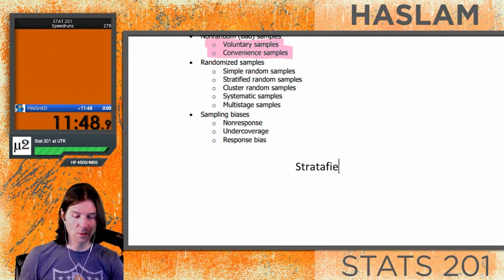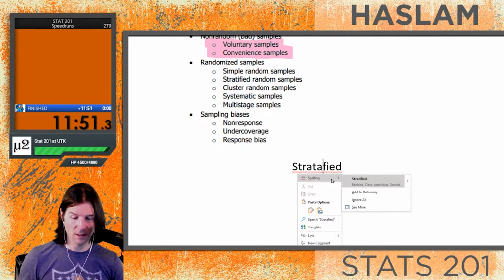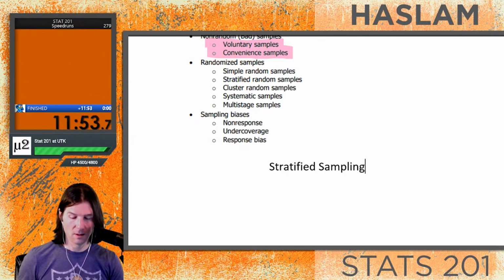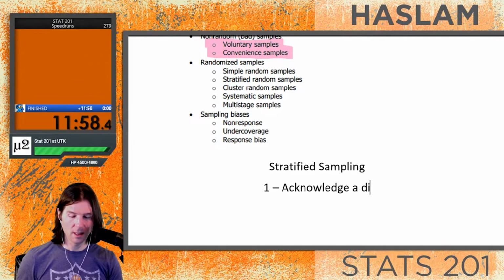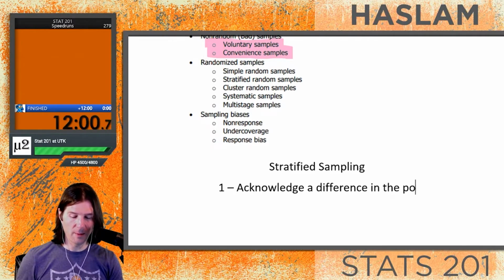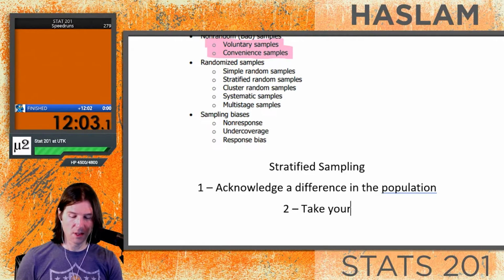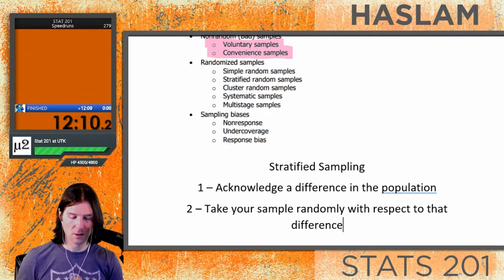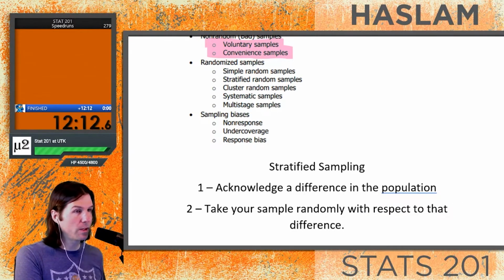Stratified does deal with groups. Stratified sampling: acknowledge a difference in the population. Take your sample randomly with respect to that difference. So we are going to acknowledge a difference in the population. What do I mean by this? There's a difference between diet and regular Coca-Cola. So now we are starting by acknowledging a difference.